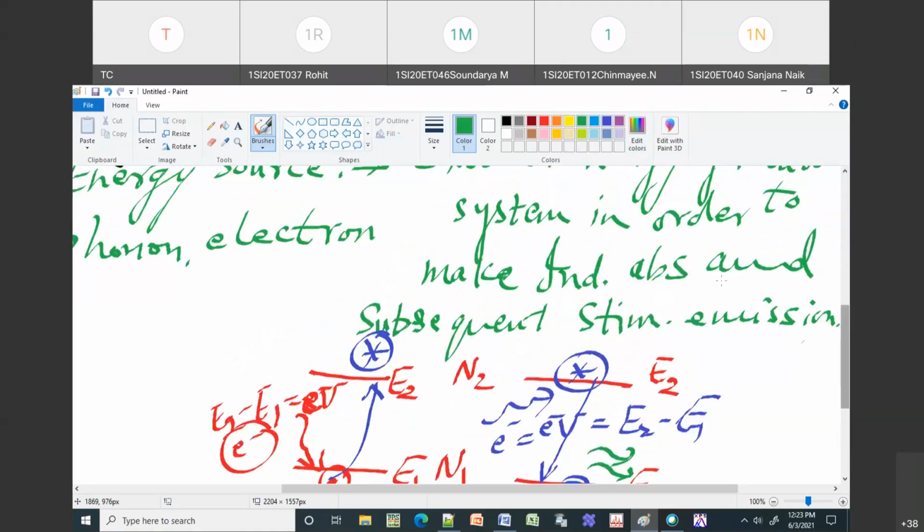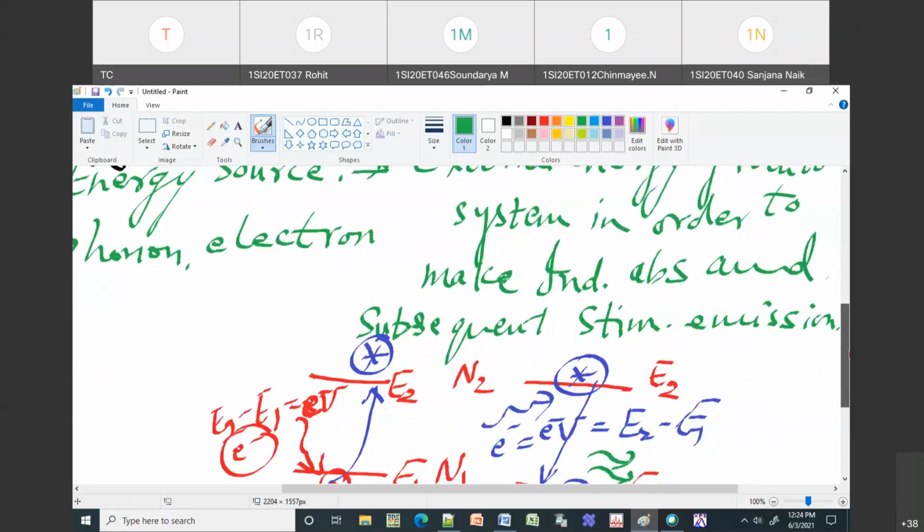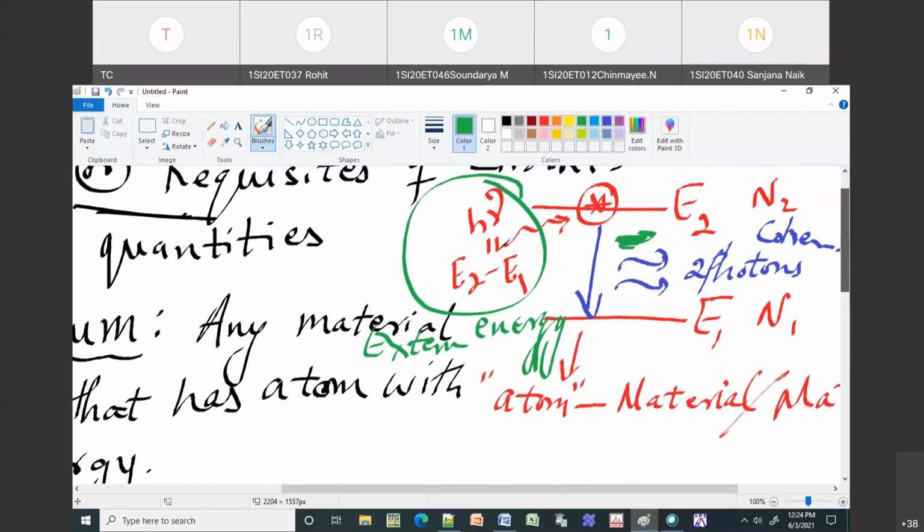If you just do induced absorption, that is not sufficient, because you are not getting a coherent beam of photons. Only when there is a coherent beam of photons can you expect light amplification. If there are no coherent photons, there is no light amplification. Okay, so this is about your external energy, the energy that is given to the system in order to make your induced absorption and subsequent stimulated emission. You can use either photon, phonon, electron, or even some other energy source. So this is your second one.